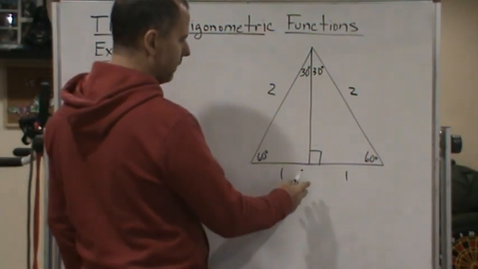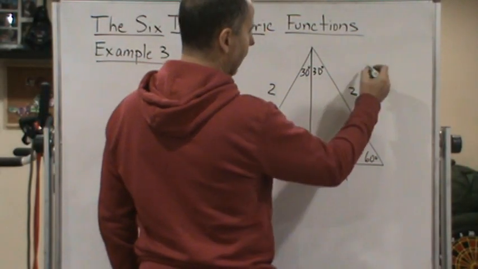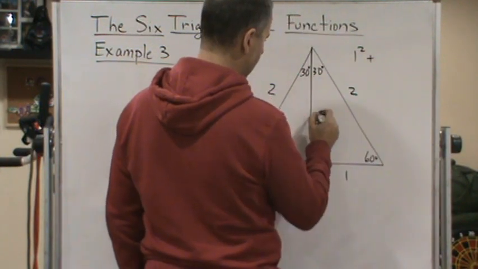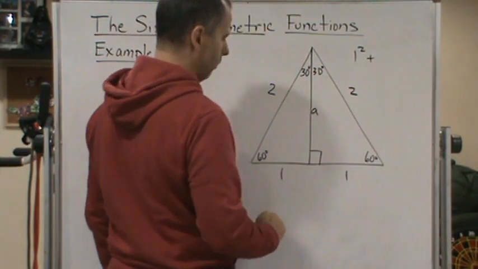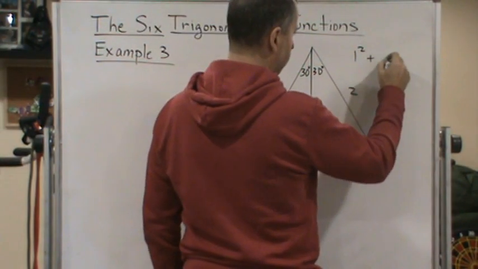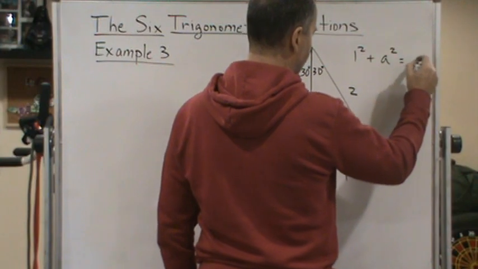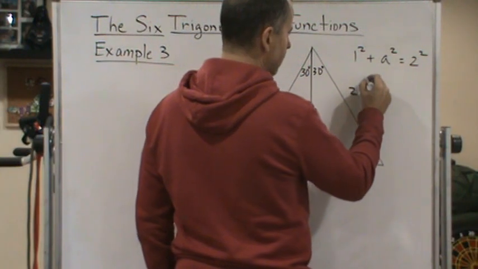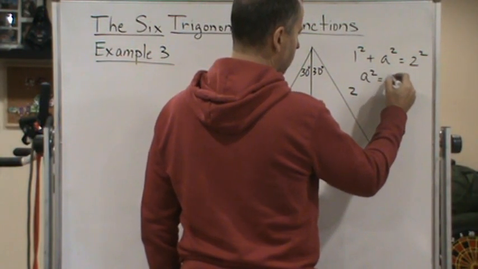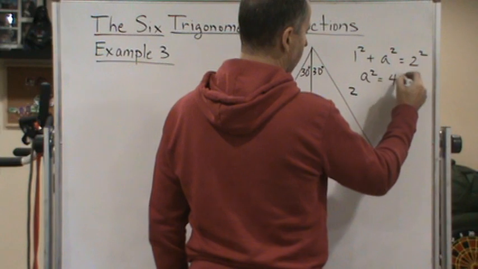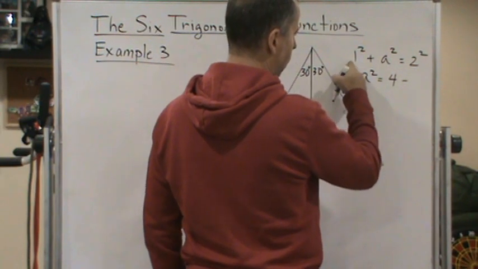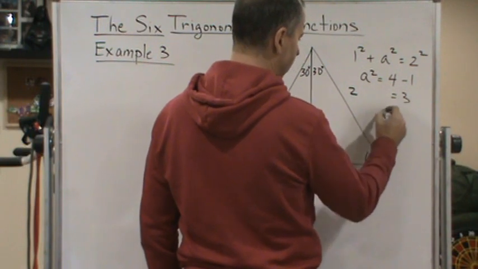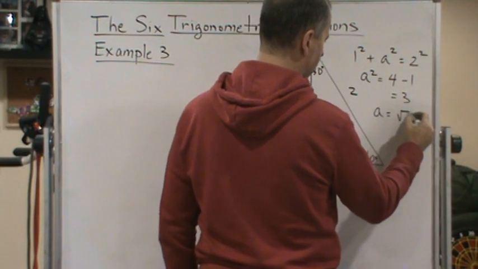If I use the Pythagorean theorem, what do I get? 1 squared plus, we'll call this a, so 1 squared plus a squared equals 2 squared. So a squared is equal to 4 minus 1, which equals 3. And then a is going to equal the square root of 3.